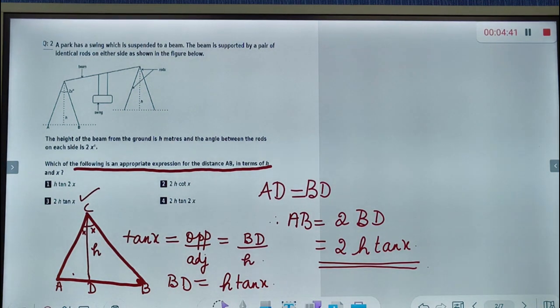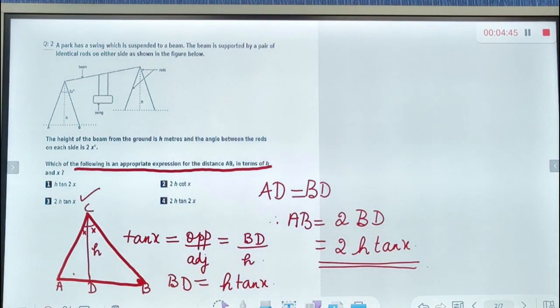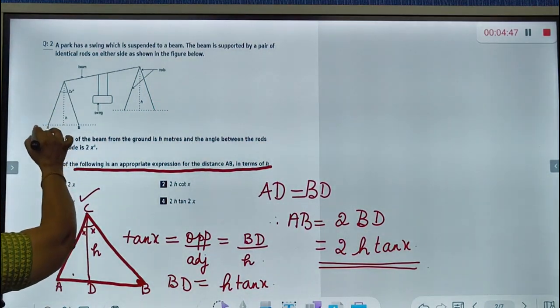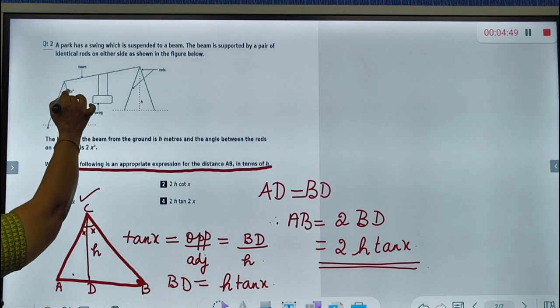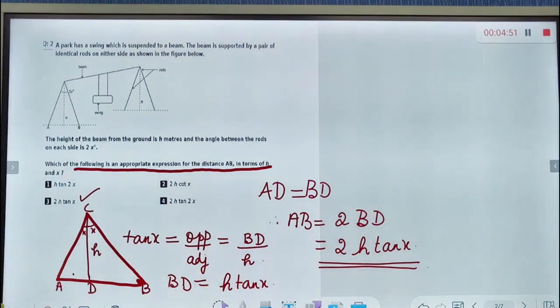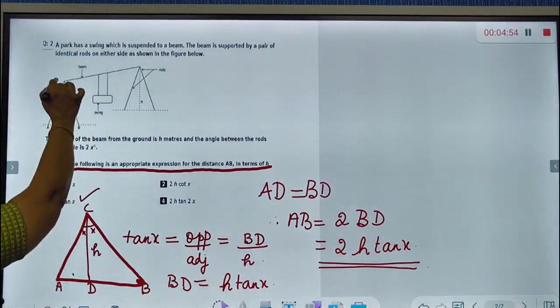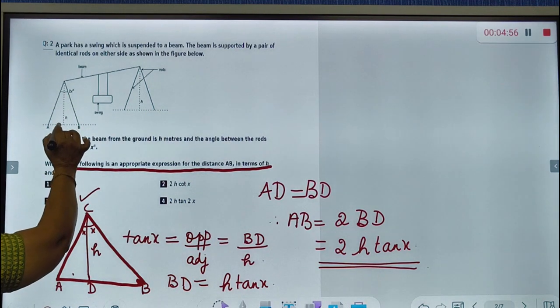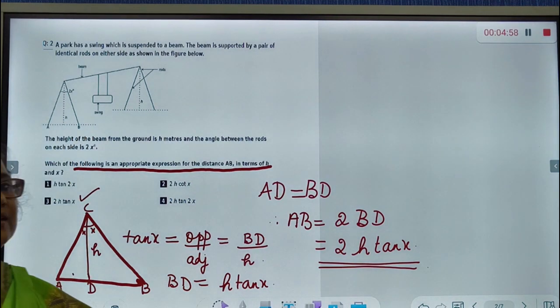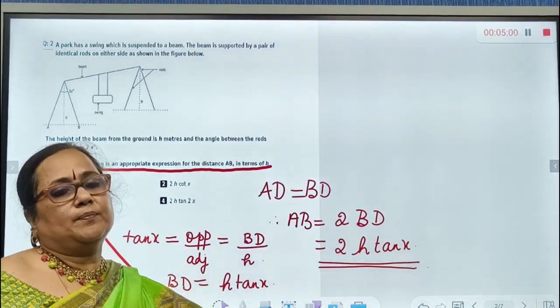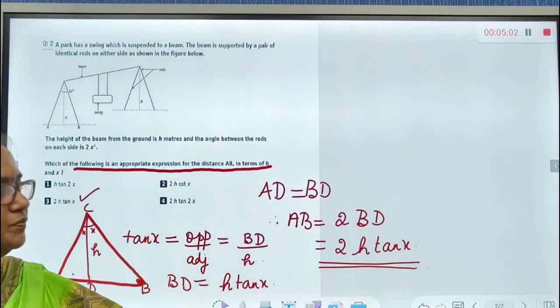This is a multiple choice option, so you have to be very careful. You know that you can write trigonometric ratios only for a right angle triangle. So, you cannot directly write the ratio with the angle 2x, because this triangle is not a right angle triangle. Only this half of the triangle is right angle. So, in that triangle only you can apply the trigonometric ratio.